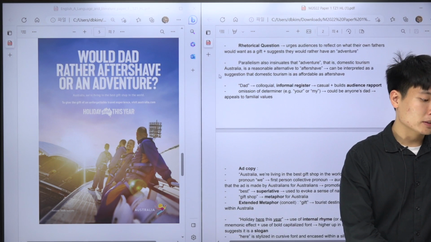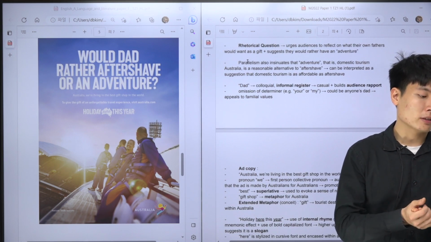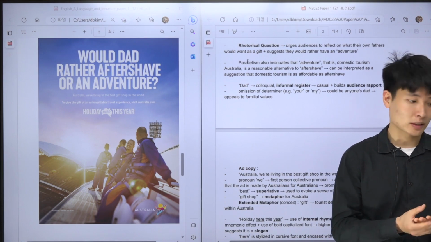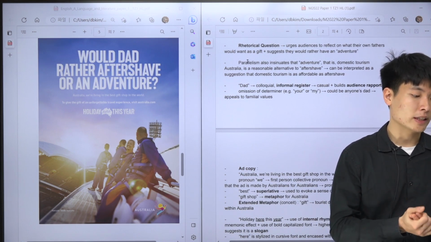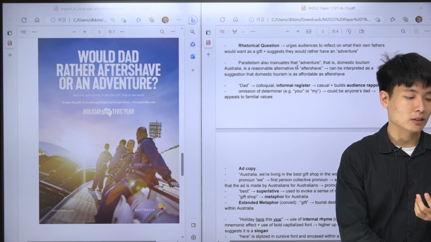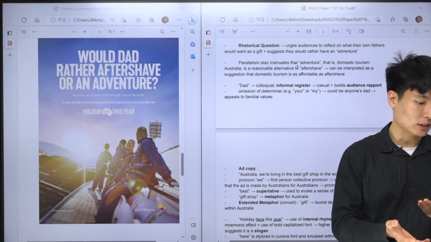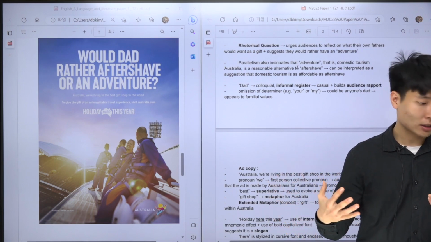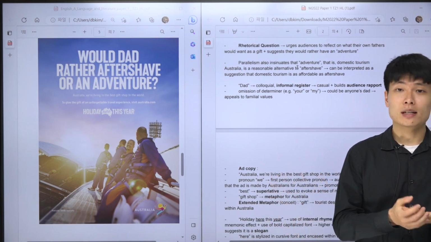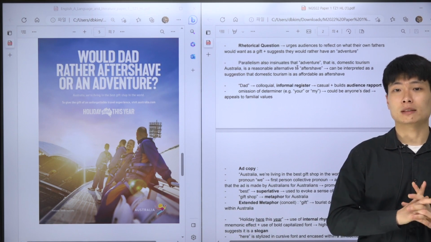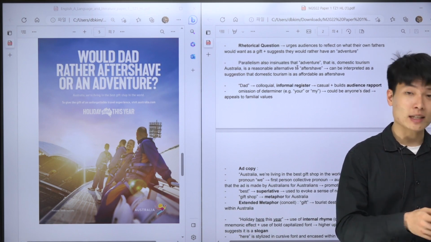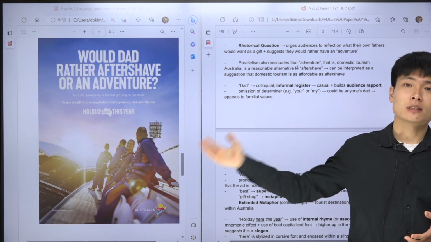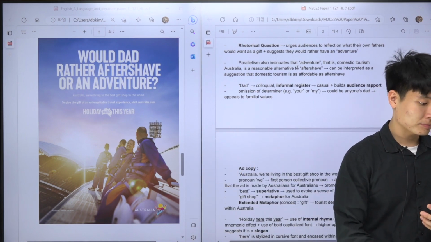At the same time, we can note that the use of parallelism also insinuates that adventure, that is, domestic tourism within Australia, is a reasonable alternative to aftershave. In other words, the advertisement is trying to suggest that domestic tourism is as affordable as buying aftershave as well. So again, that's another layer of interpretation that you can bring in when dealing with this particular Paper 1 text.